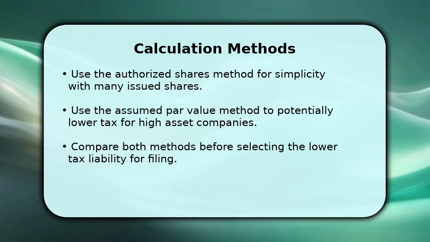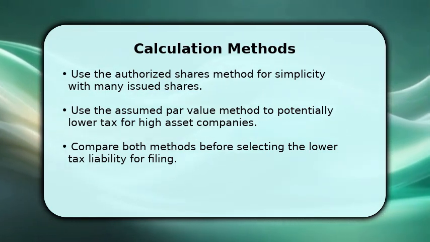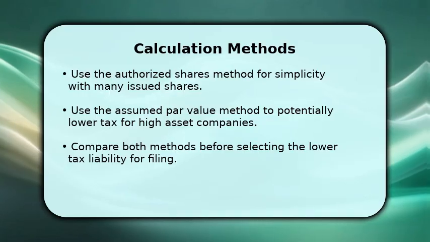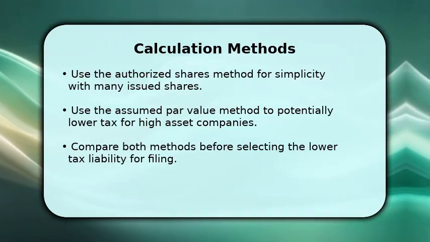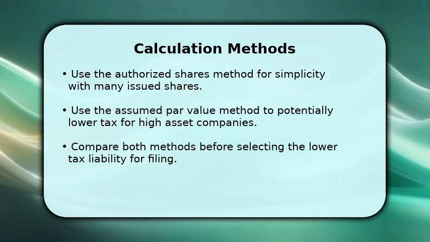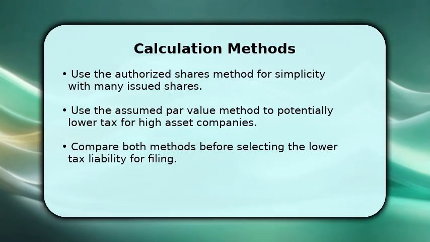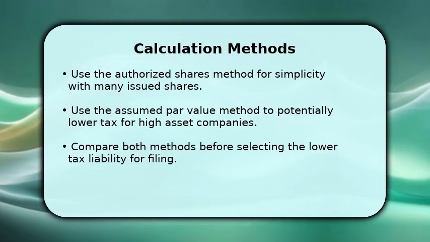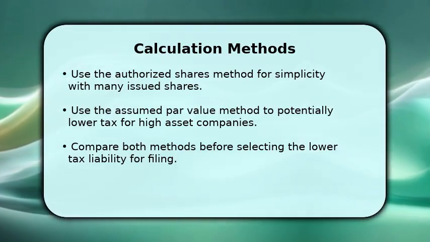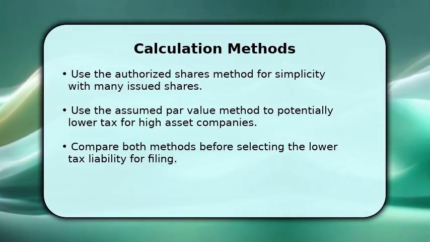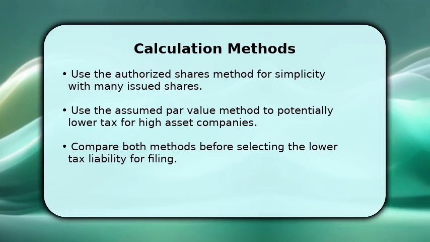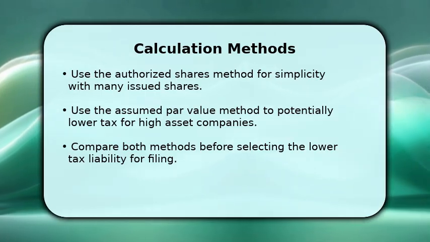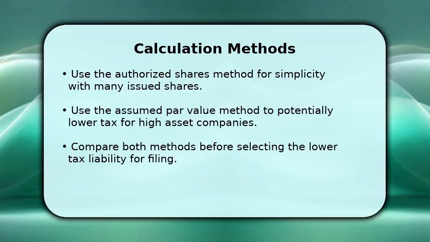Understanding calculation options makes a big difference, so start by comparing two common methods. The authorized shares method multiplies a rate by your total authorized shares, while the assumed par value method uses issued shares and gross assets for a potentially lower result. Plug accurate figures into both calculators on the state site, then choose the method that yields the lower tax. This small step can often save your business money.